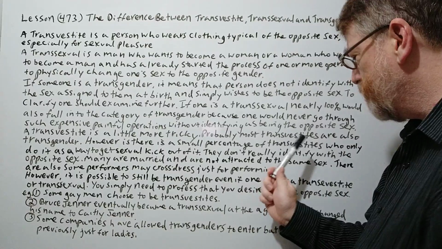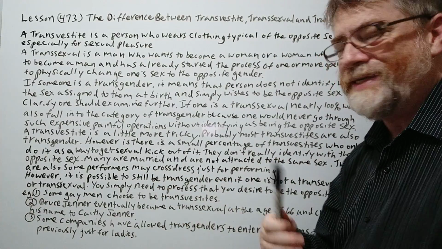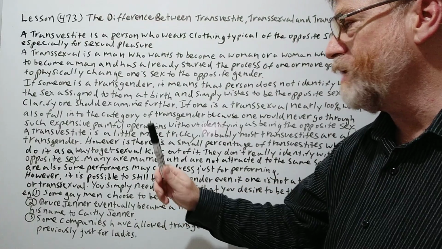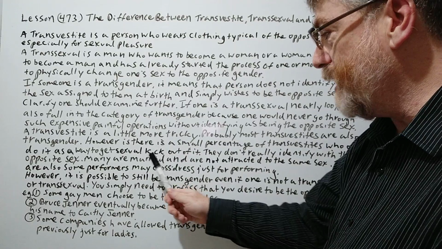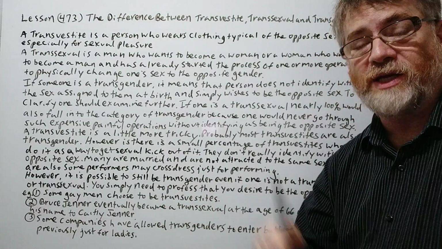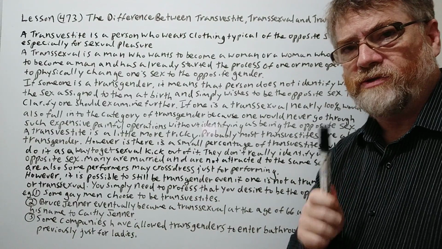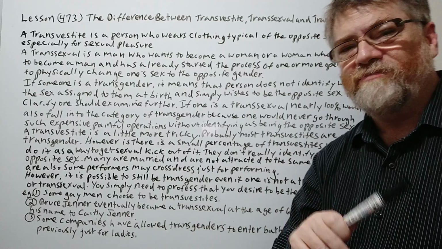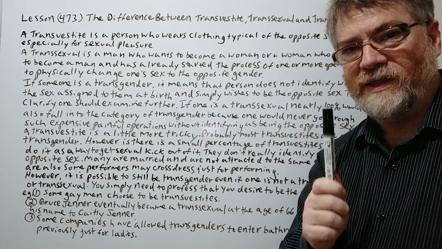However, there is a small percentage of transvestites who only do it as a way to get a sexual kick out of it. They don't really identify with the opposite sex. Many are married and are not attracted to the same sex. They have a wife, they may have children. I think a lot of the ones that fall into this category may be more like in the closet transvestites that probably mostly do it at home and don't risk going out wearing it much.